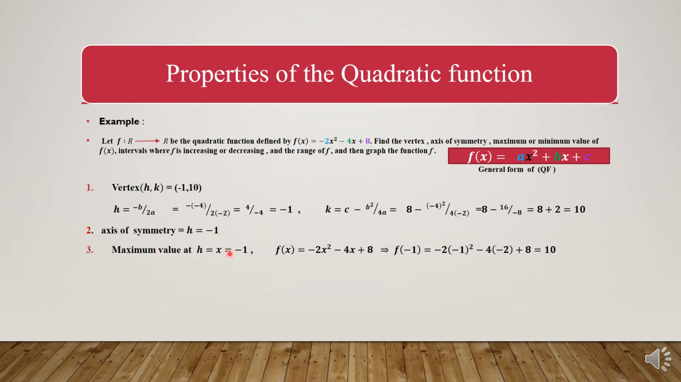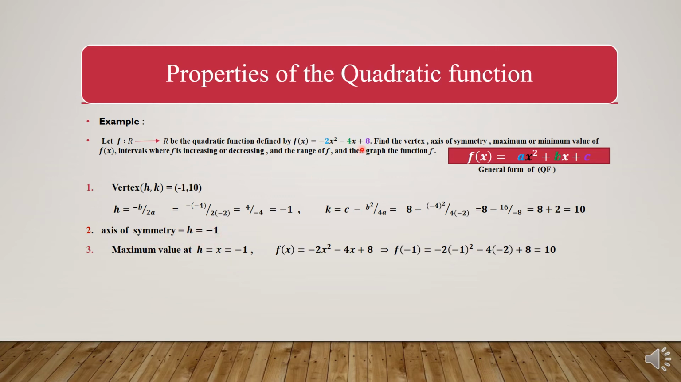h is equal to minus 1, which will be a vertical line parallel to the y-axis, as we discussed, and with the graph we will understand more. What is the maximum value? This h value, if we put it into the given function as x, so x is equal to minus 1. I have put this value here. I hope you can do it by yourself and you will get the answer 10. So this is the maximum value.